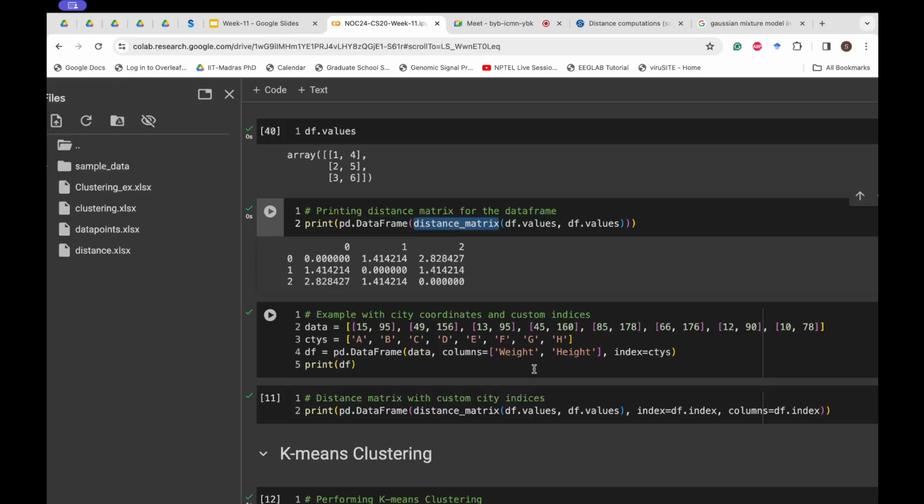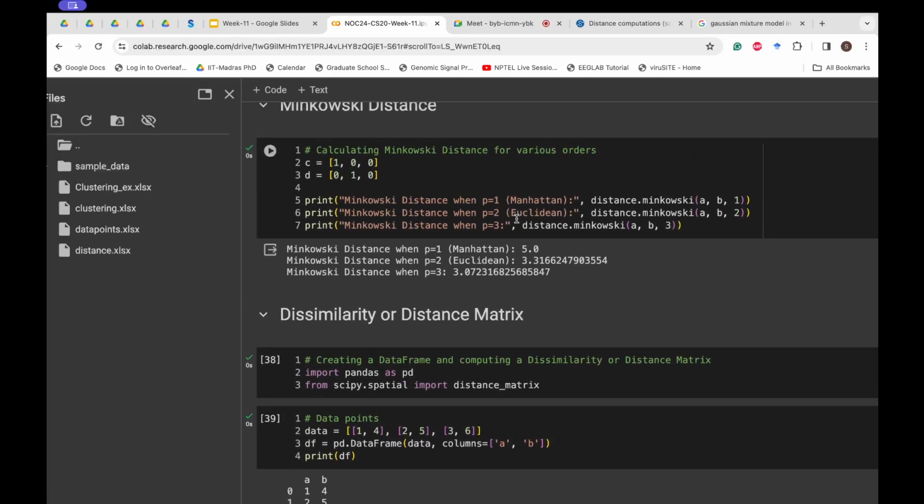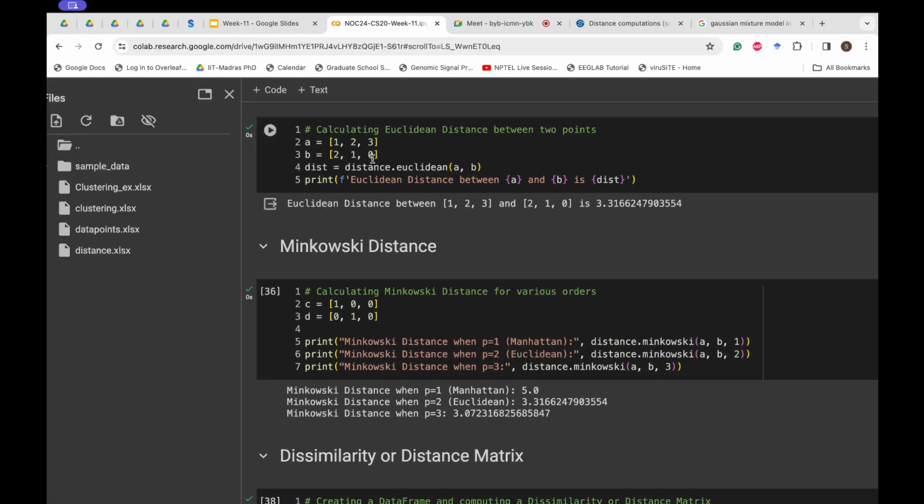You will have to remember such things. They may ask you in the examination which is the Python module used to compute the distance matrix, or which is used to compute Euclidean distance. These are the basic things that you need to remember, because these were used in the course.